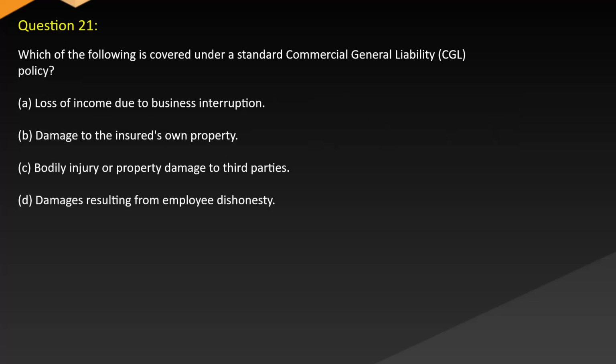Question 21. Which of the following is covered under a standard commercial general liability (CGL) policy? A. Loss of income due to business interruption. B. Damage to the insured's own property. C. Bodily injury or property damage to third parties. D. Damages resulting from employee dishonesty.